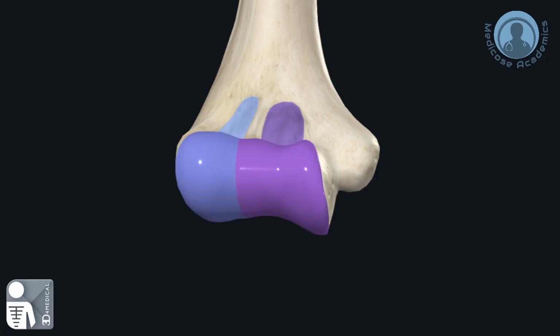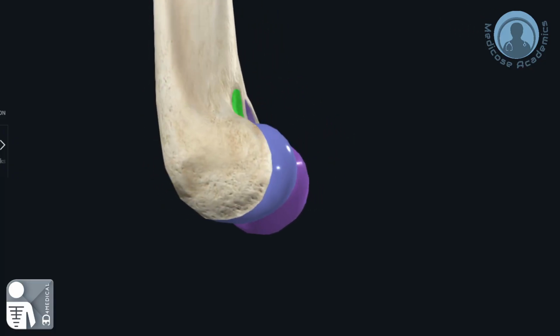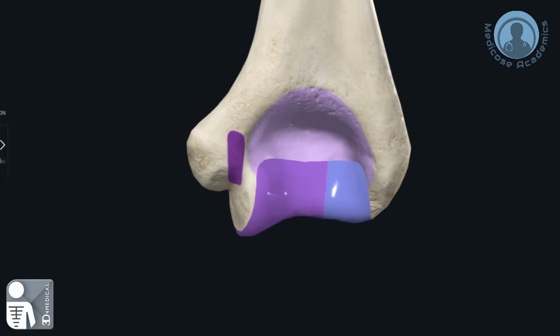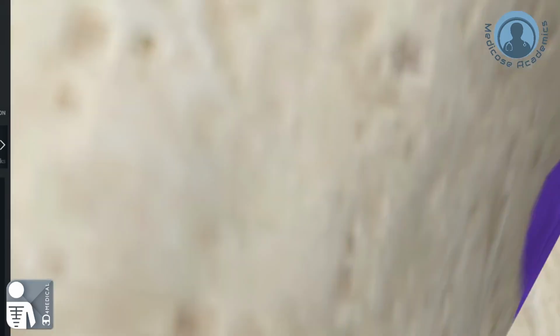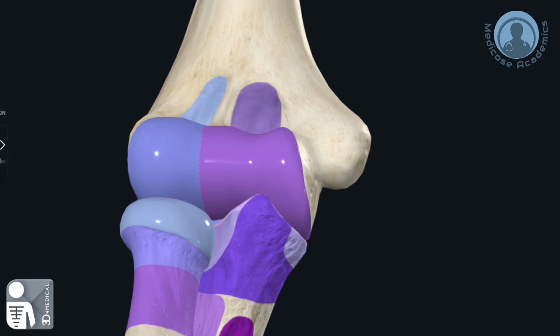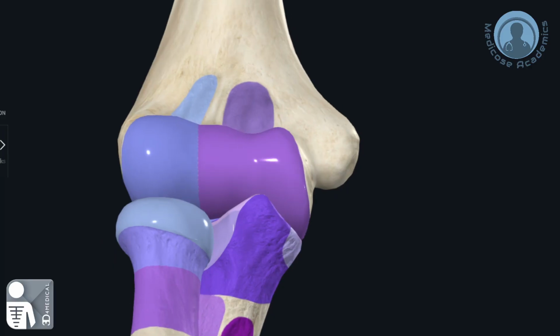And above the trochlea there is a fossa called the coronoid fossa because it accommodates the coronoid process of the ulna. And above the capitulum it is the radial fossa because it accommodates the radial head. And on the back there is a large fossa in the middle called the olecranon fossa because it accommodates the olecranon process of the ulna. Here is the olecranon process, and here is the coronoid process and the head of the radius.